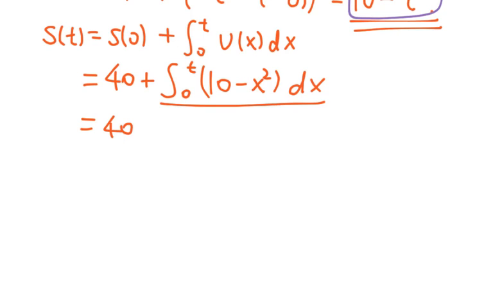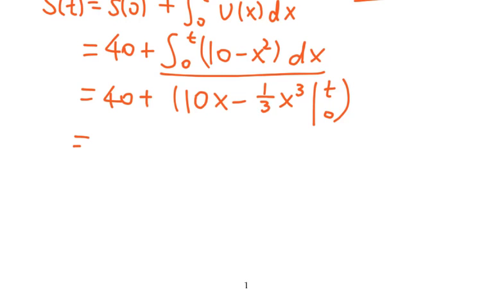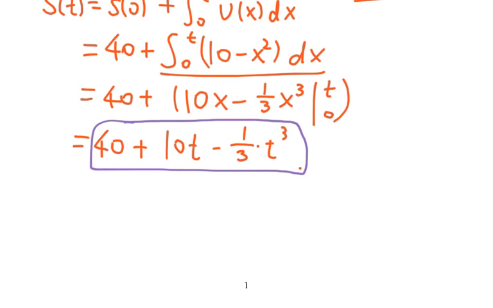We have 40 plus the antiderivative of 10 minus x squared, which is 10x minus 1/3 of x cubed, with limits t and 0. Here we are applying the fundamental theorem of calculus. Then if we do the calculation, we have 40 plus 10t minus 1/3 times t cubed, and this is our final result for the position function. Alright, this is the first part.